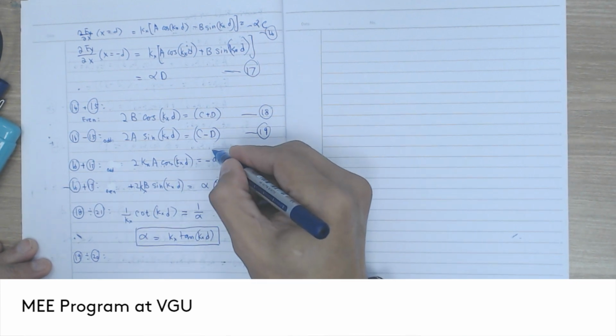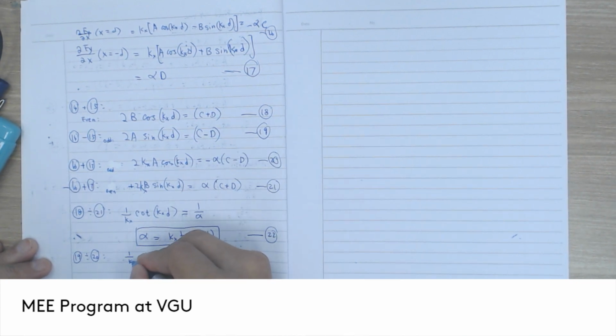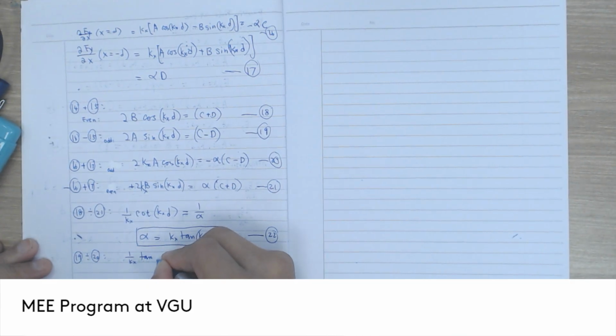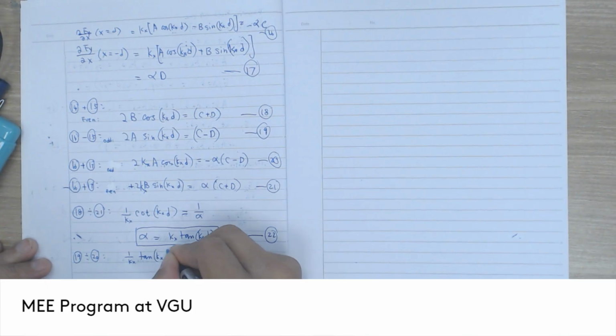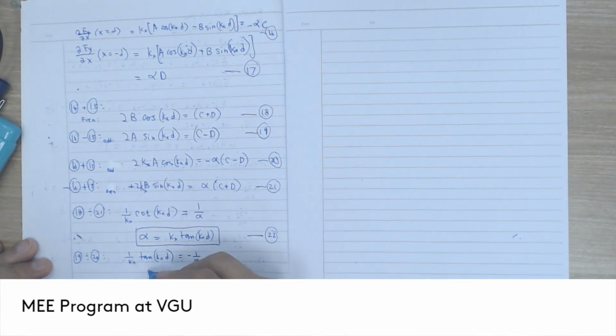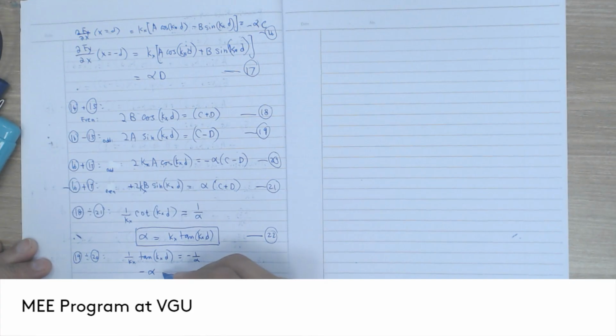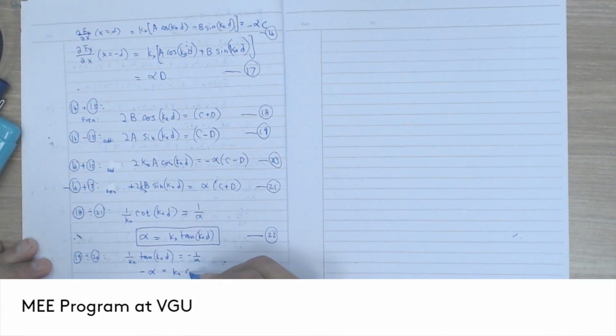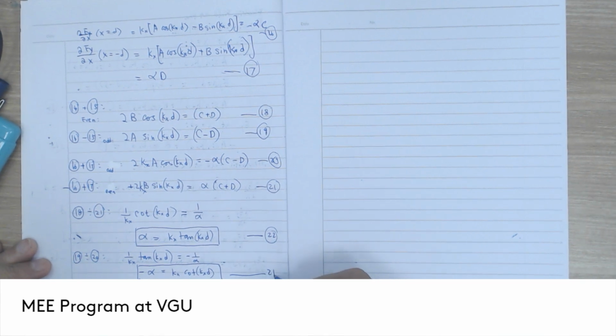Let's see what we can get. So 1 over kx tangent kxd, and then minus alpha. So as a result, from this equation, we get minus alpha is equal to kx cotangent kxd. So we have got two important characteristic equations, which will end up with the major solution.